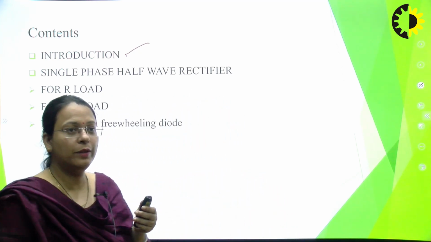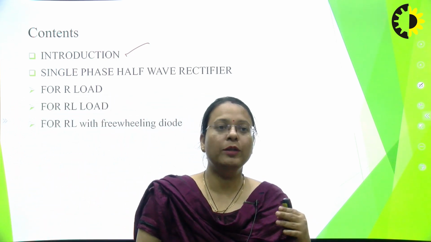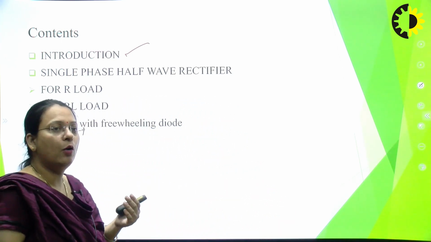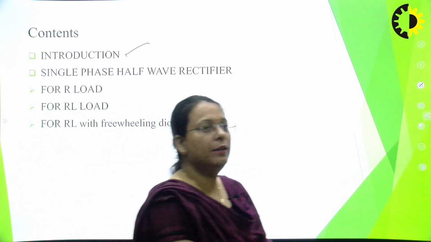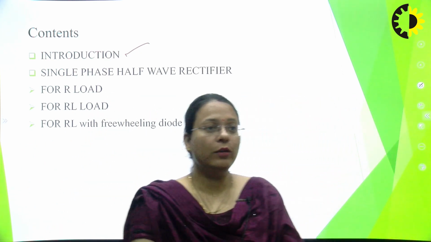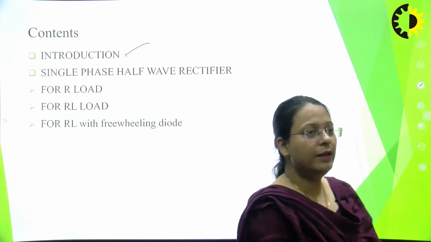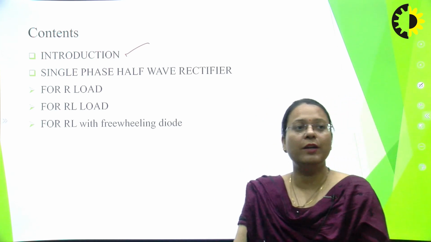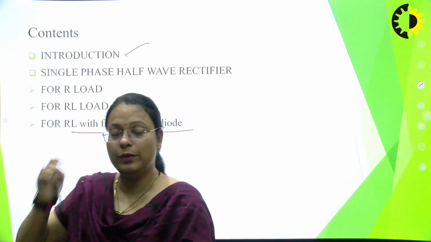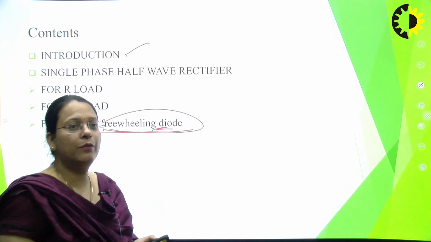First we'll discuss the R load, then the RL load. If you put the RL load, what will be the output voltage and the output current, and what will be the expressions for the average output voltage, RMS current and average output current? All these expressions will also be discussed in this lecture, and if time permits, then I'll discuss the single phase half wave rectifier for RL load with the freewheeling diode. When I discuss that topic, I'll tell about the freewheeling diode.